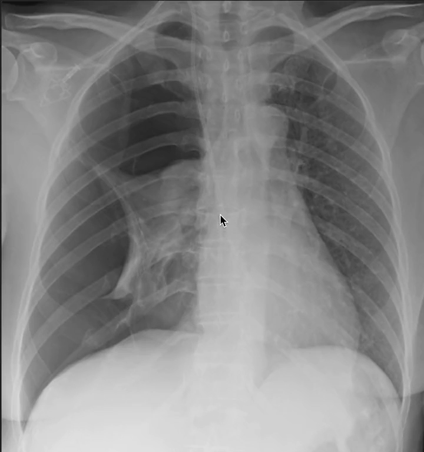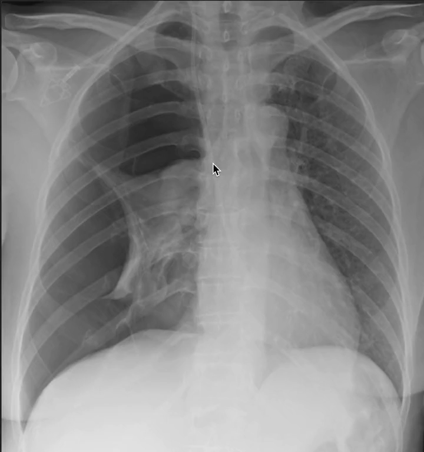Now, a lot of you notice this line. This is actually not a central line. If you follow it all the way here, it goes off the screen, but follow it all the way to the base here. This is a port, and it's not a subclavian. It's a tunneled IJ that was placed several months prior, so it was not the culprit.